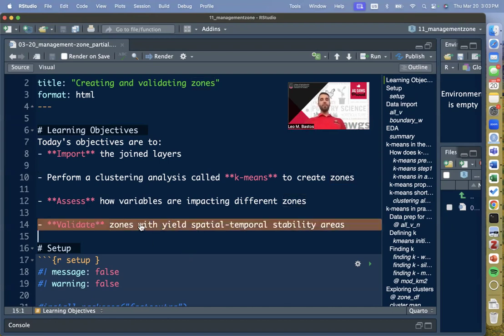And then finally, we're going to validate our soil-based zones with our yield spatial temporal stability areas and try to understand if there is a relationship between the zones we're creating based only on soil and the stability areas that we created based only on yields.